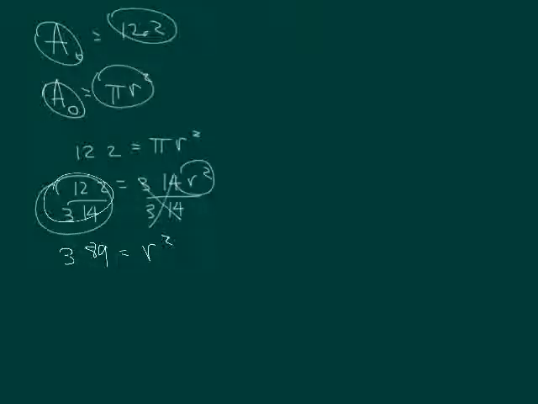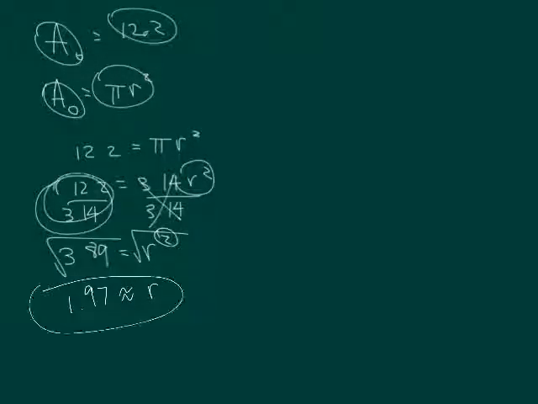And if you remember in Algebra 1, if you're trying to get rid of an exponent here, you take the square root of both sides. So the square root of 3.89 is 1.97-ish, and that is a number close to the radius. So we found the radius based on the area.